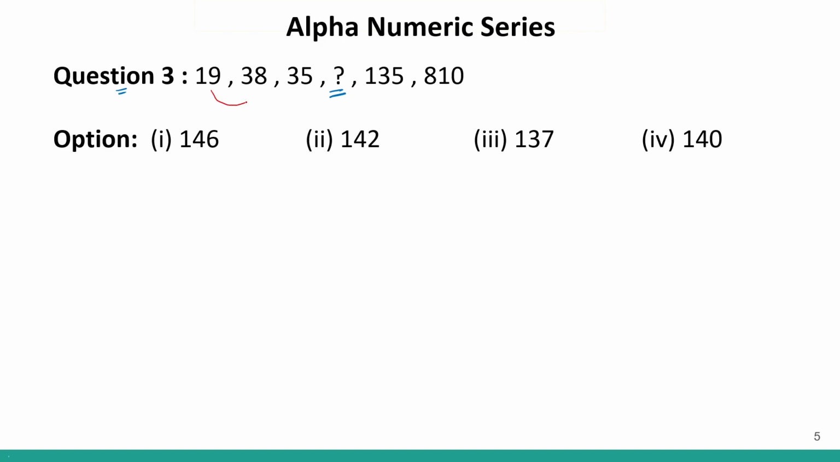Then 19 to 38 is basically multiplication by 2. Correct? And from 38 to 35 is basically subtraction of 3. Correct? Over here, 135 and 810, this is, I think, a multiplication by 6. Let me check. 135 into 6: 6 times 5 is 30, 6 threes are 18, 19, 20, 21, so 1 and 2 will be carried. 6 into 1 plus 2, 810. Yes. So this is a multiplication by 6.